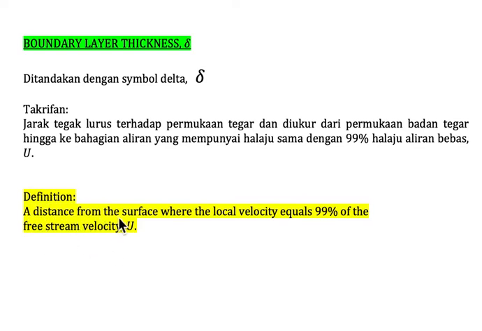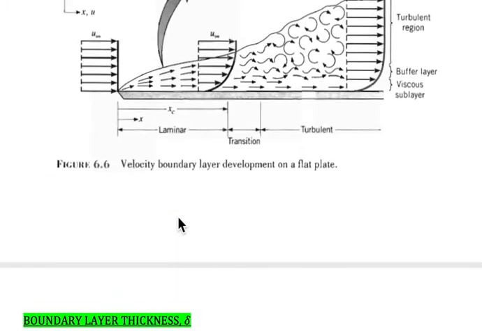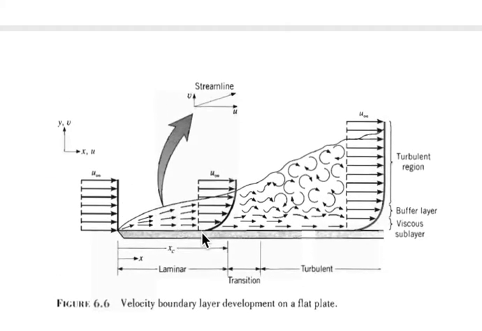A distance from the surface means a vertical distance from the surface here to the point where the local velocity, meaning the velocity that occurs inside the boundary layer, small u here, equals 99% of the free stream velocity here, which is capital U.